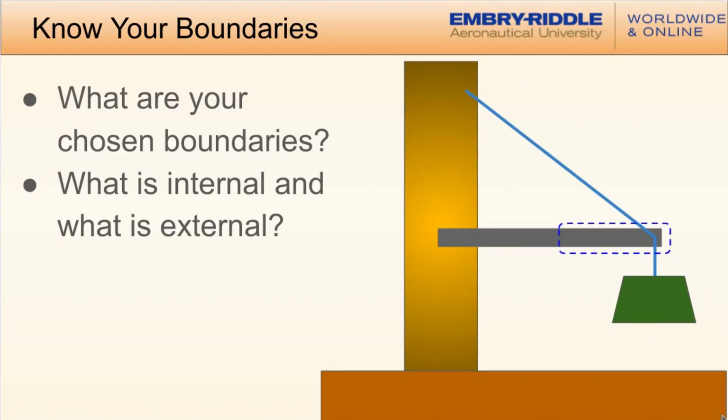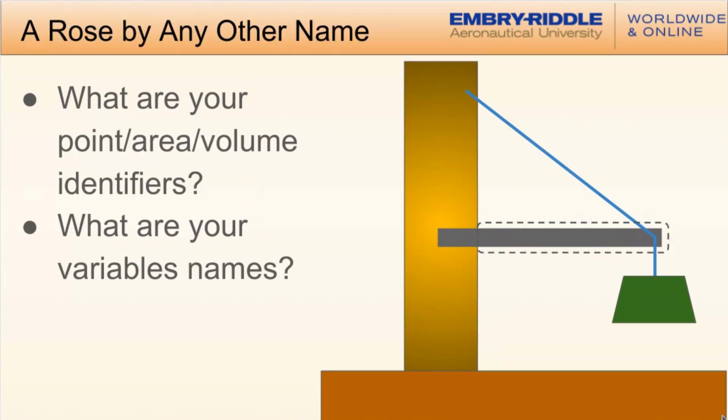We could just include part of the rod or beam or whatever it is here. This would be especially appropriate if we were looking for internal forces at that midpoint. Or we could include the whole rod or beam, which would be good if we're looking for the forces at the wall where it's connected.